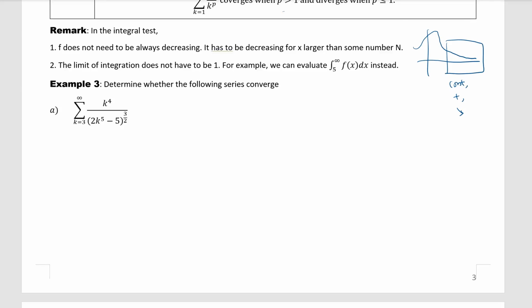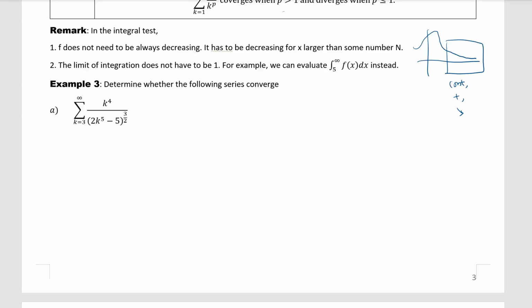Second, the limit of integration does not have to be 1. So we can integrate the integral from 5 to infinity. That's why the first couple of terms don't really affect whether the integral will converge or diverge. It's the tail that matters a lot.